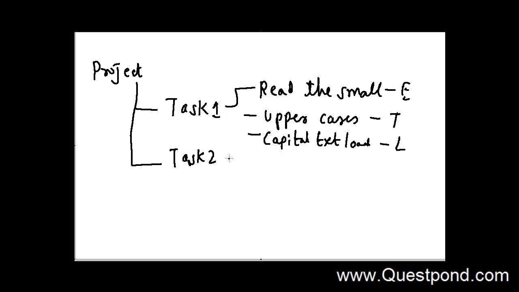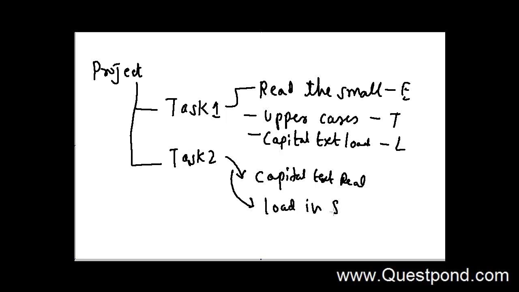In task two, we'll read this capital text file. There is no transformation over here. We're going to just load the capital text file into the SQL table. So we have two tasks here. In task one, we read the small text file, convert its data into upper case, and create a capital text file with all the converted data. In task two, we read the capital text file which has been created by task one and load it into the SQL table.